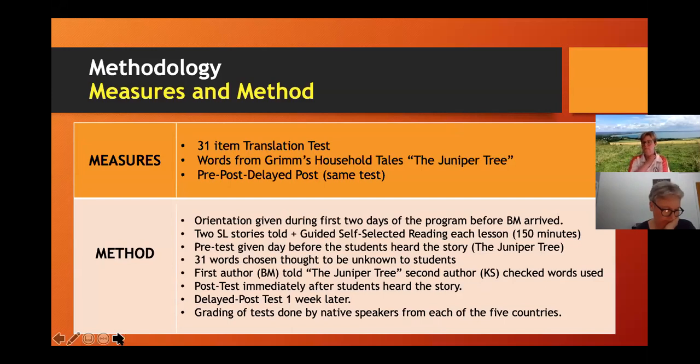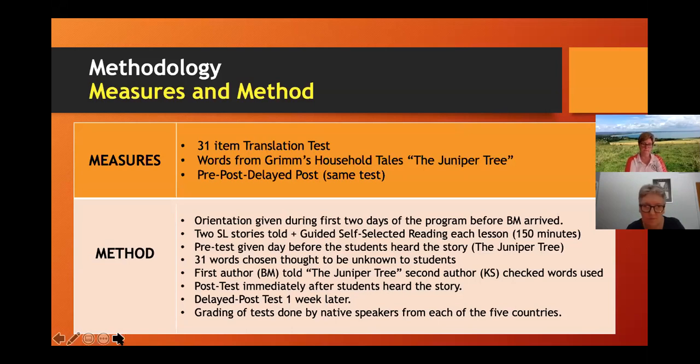The first author, Dr. Mason, told the juniper tree story during the study, and I checked the words that she had used during the story. Okay. And the post-test was given immediately after the story was told, same day. And the delayed post-test was given 1 week later. It was just a translation test. So we asked students to translate the English words on the test into their first language. And so we found native speakers of those languages at the program as well. Not the students that we were teaching, but other people that were at the program.